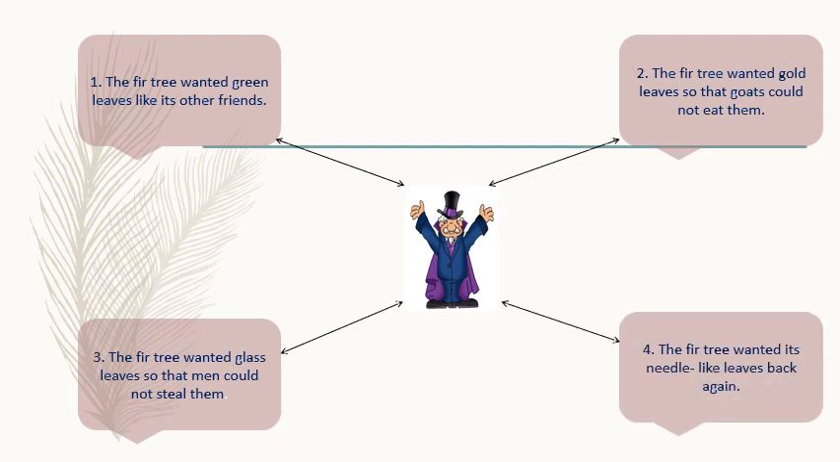So here we have number 1. The fir tree wanted green leaves like its other friends. Number 2. The fir tree wanted gold leaves so that goats could not eat them. Number 3 wish. The fir tree wanted glass leaves so that men could not steal them. And what was number 4? The number 4 wish of the tree was the fir tree wanted its needle-like leaves back again. Very good. I know you all have done it correctly. So a clap for you all. Wonderful. Very good.